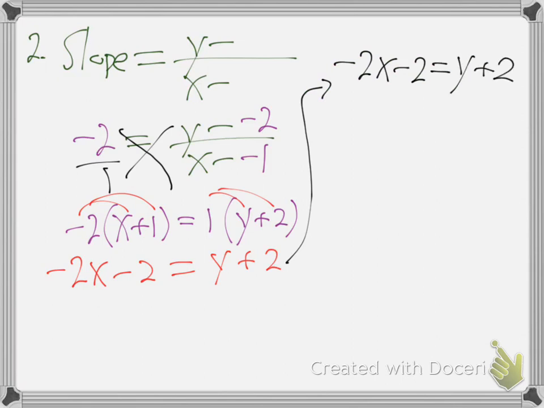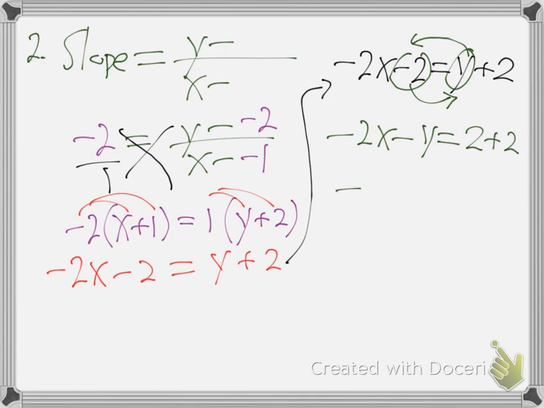So let's do the reordering. Grab this guy, bring him over. Grab this guy, bring him over. So we get -2x minus y is 2 plus 2. So that's -2x minus y is 4. Are you good there? Am I going too fast? Everybody see what I'm doing?